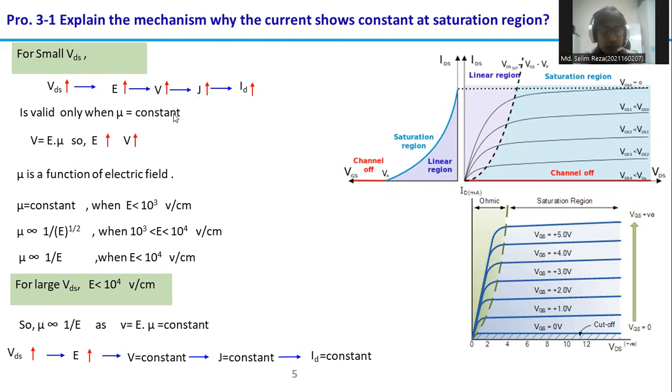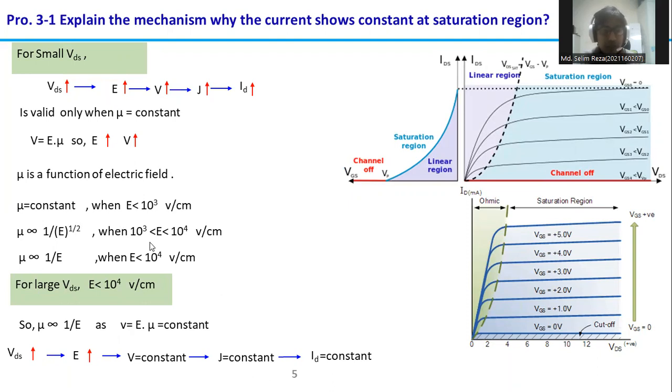But it is not always valid. It is valid only when the mobility is constant. From this we can say that the velocity depends on the electric field and the mobility. If we increase the electric field, the velocity also increases, and the mobility is a function of the electric field. If the applied electric field is less than 10 to the power 3 volts per centimeter, then we can say that the electron mobility is constant. We can consider that.